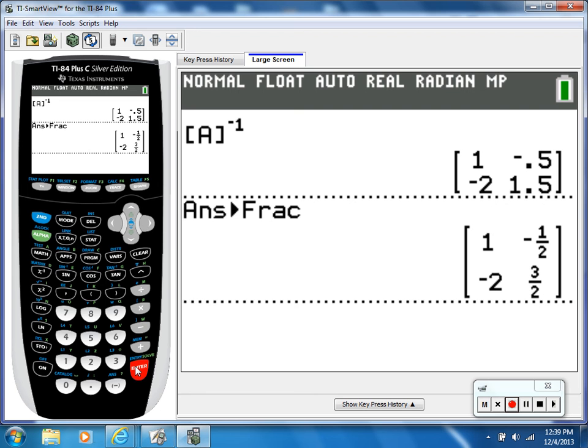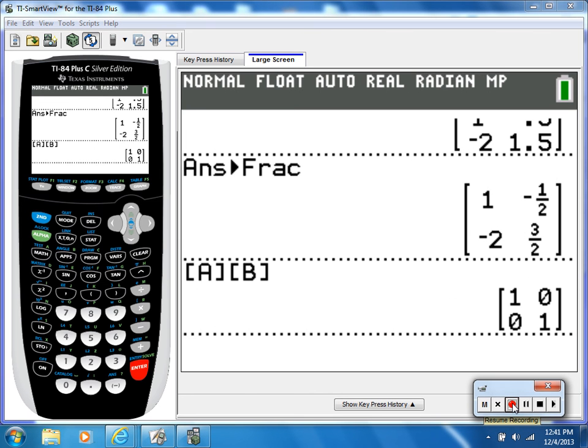I wonder what happens if I multiply A with its inverse. So what I want you to do right now, type this into matrix B for me. So I notice that if I take a matrix and I multiply it by its inverse, I get the identity every single time. Any questions?